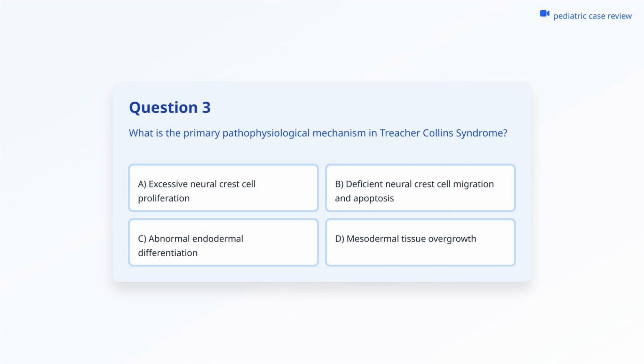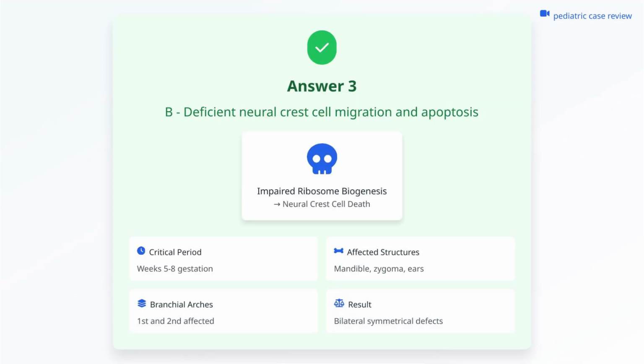Question 3. What is the primary pathophysiological mechanism in Treacher Collins Syndrome? Option A, excessive neural crest cell proliferation. Option B, deficient neural crest cell migration and apoptosis. Option C, abnormal endodermal differentiation. Option D, mesodermal tissue overgrowth. Consider embryonic development processes. The correct answer is B.